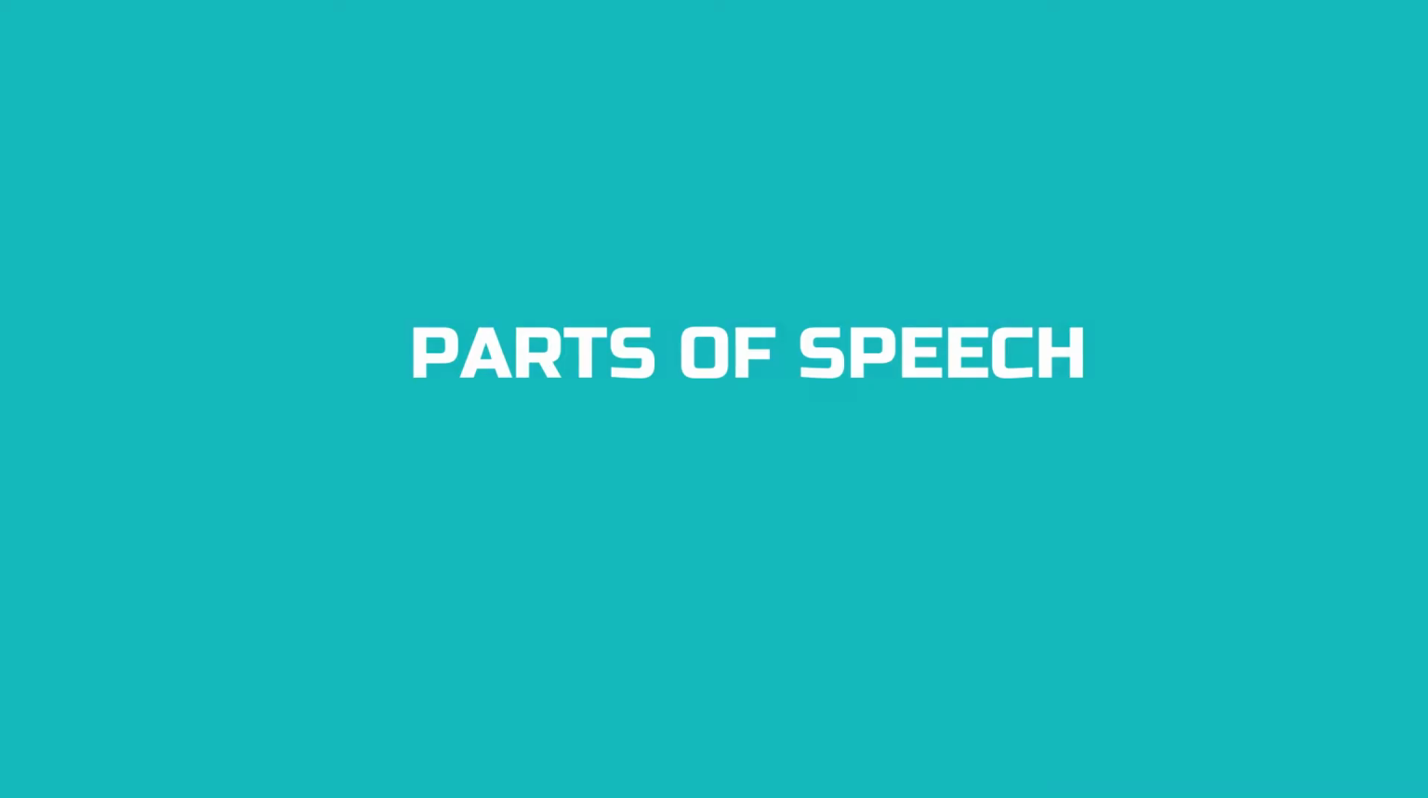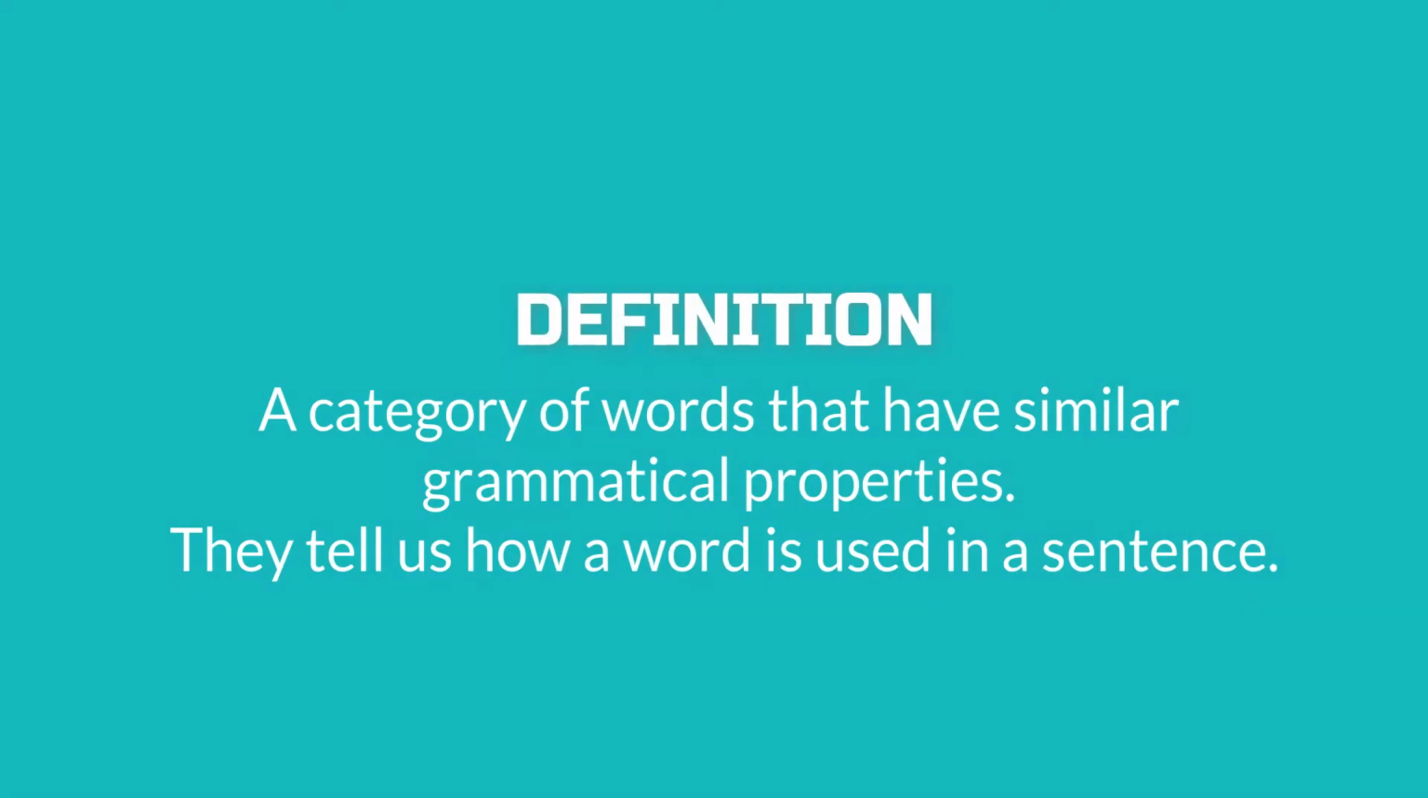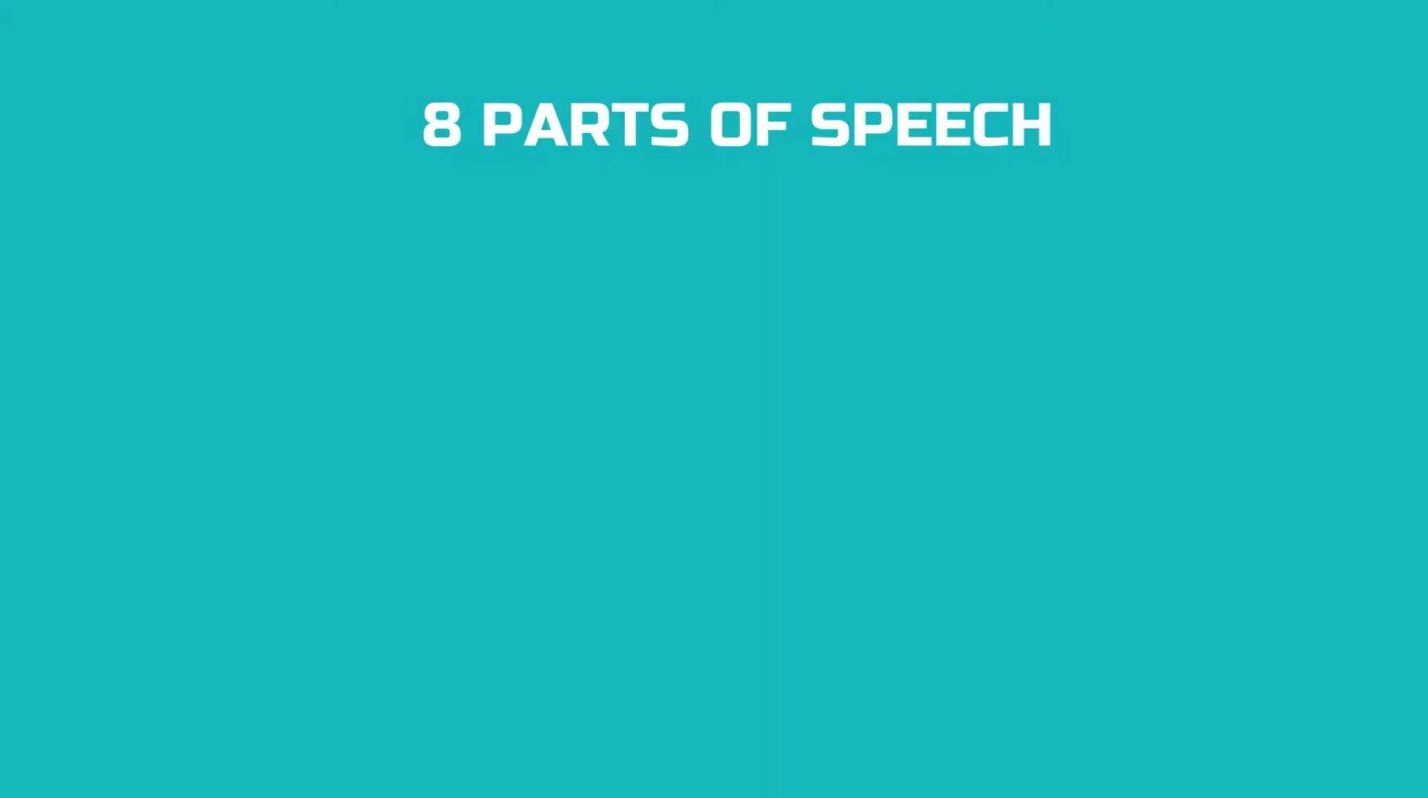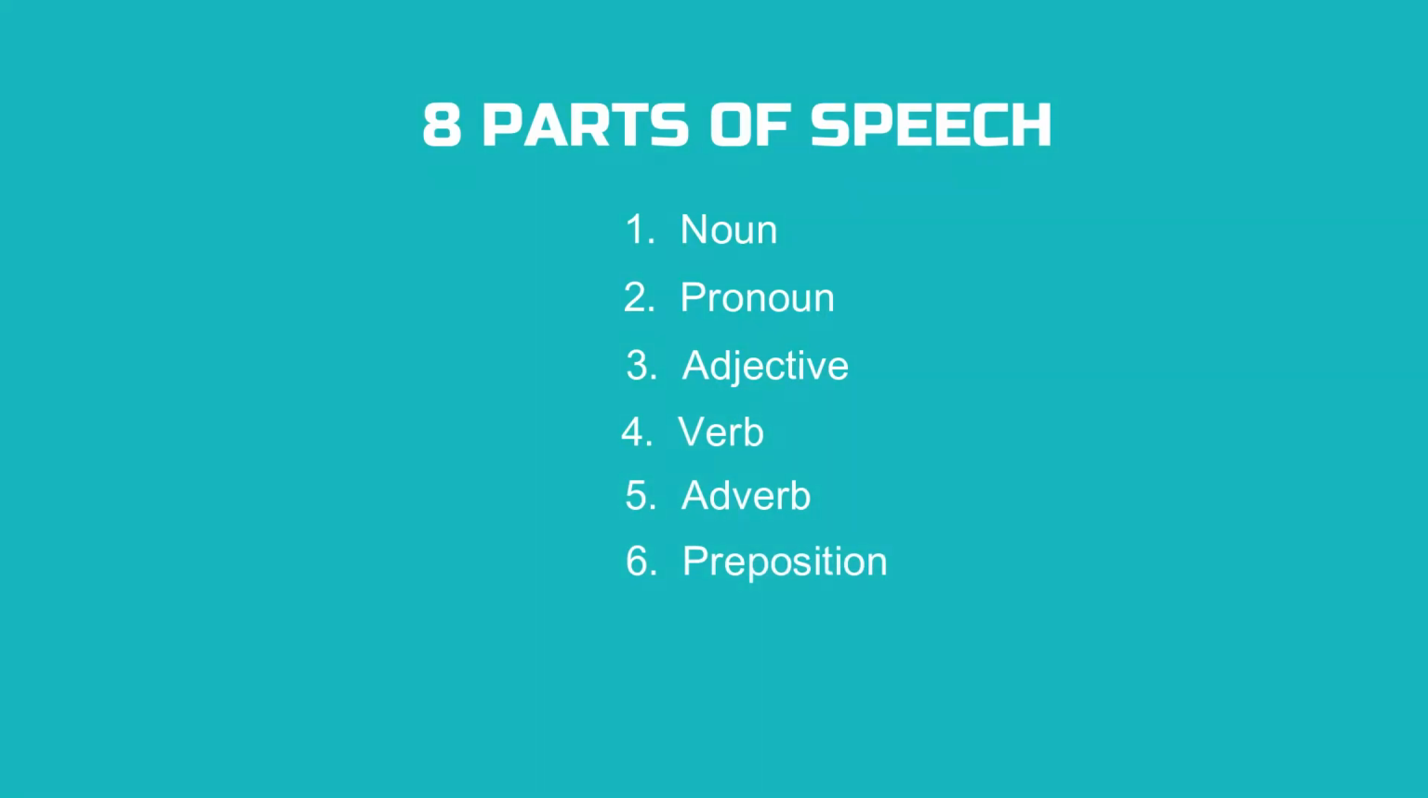First, the definition of part of speech. It is a system of classification of words that have similar grammatical properties, and they tell us how a word is used in a sentence. There are 8 main parts of speech. They are noun, pronoun, adjective, verb, adverb, preposition, conjunction, and interjection.